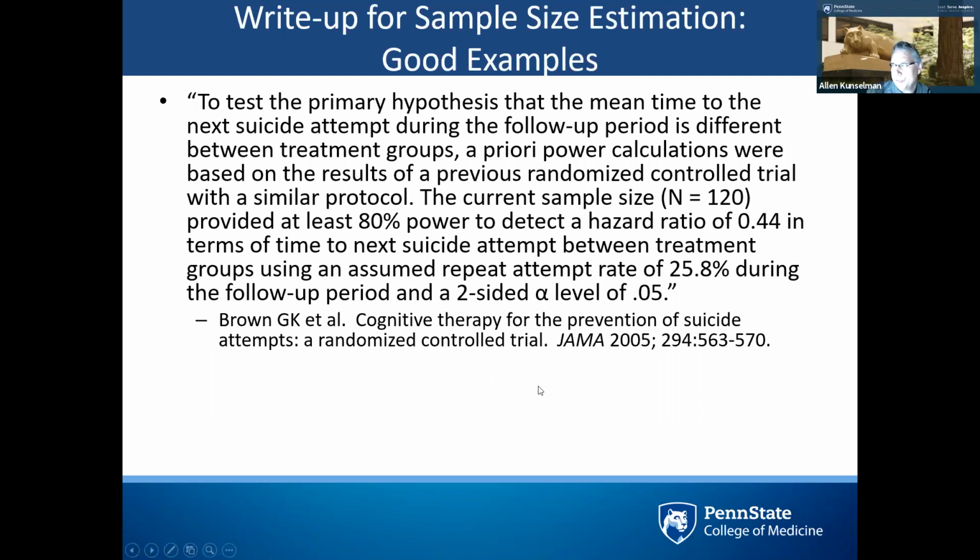Another example, this is taken from a published JAMA paper. It goes through and says what our hypothesis is. This hazard ratio of 0.44 is the effect size between the groups. And it goes through and says it's two-sided, alpha is 0.05. So it gives us all the information we would need.